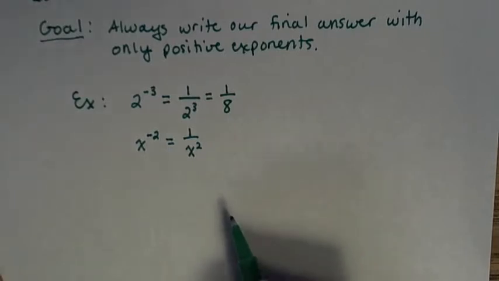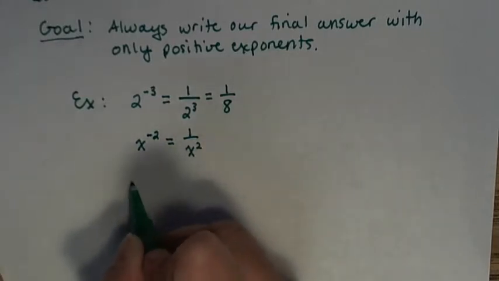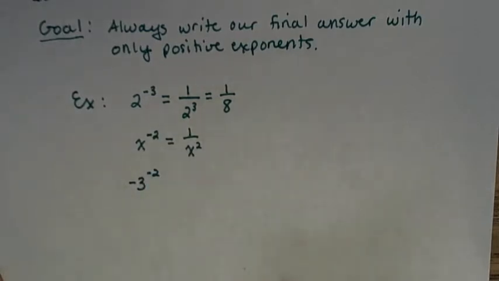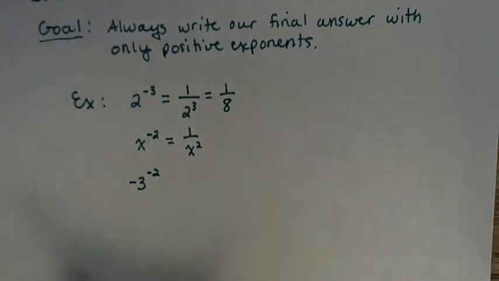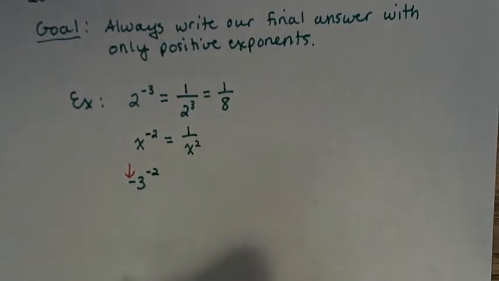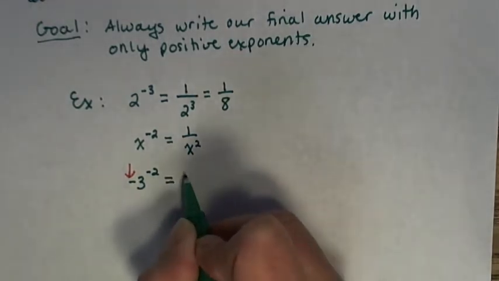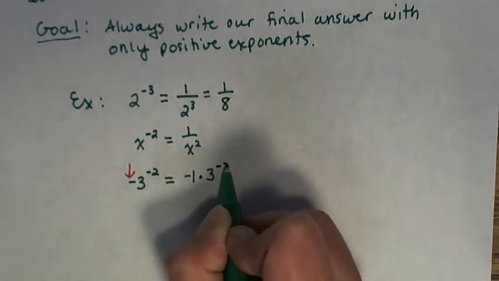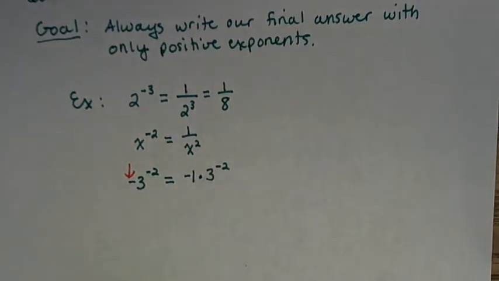Now let's take a look at a couple that can be a little bit tricky. Suppose I give you negative 3 raised to the negative second power. Well, you want to be very careful in how you treat the negative in front of the 3. This really isn't negative 3 raised to the negative second exponent. It's actually the opposite of 3 raised to the negative 2 exponent. So you want to think about this as being a negative 1 times a 3 raised to the negative second power.